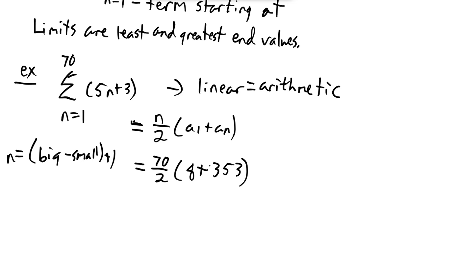So this thing here is equal to this. Let's work through this. So this becomes 70 over 2, which is 35, times 371. This is equal to 371. And we put that into our calculators to figure out what this sum will be. That is 12,985.